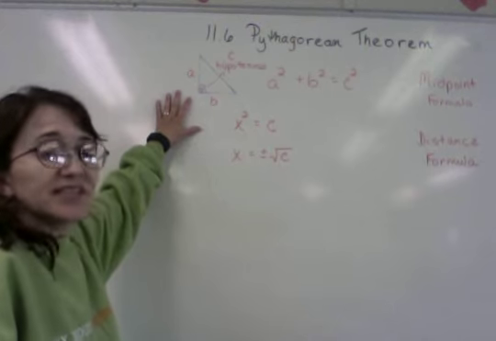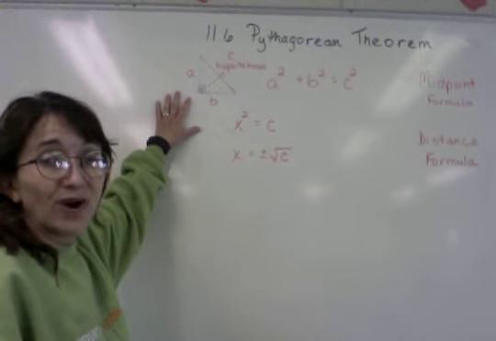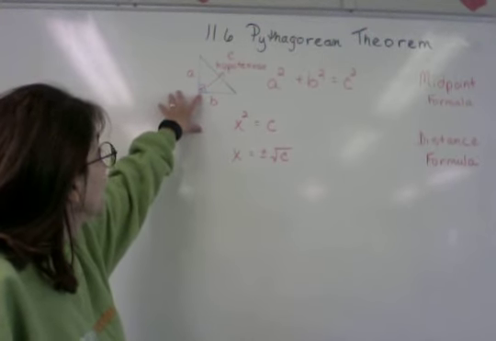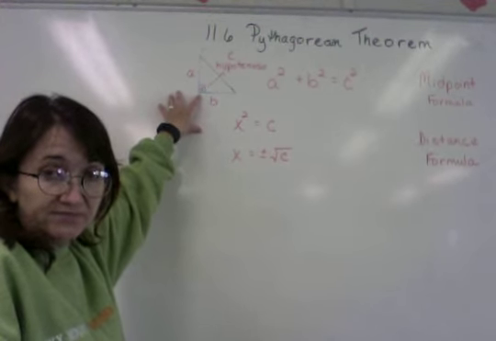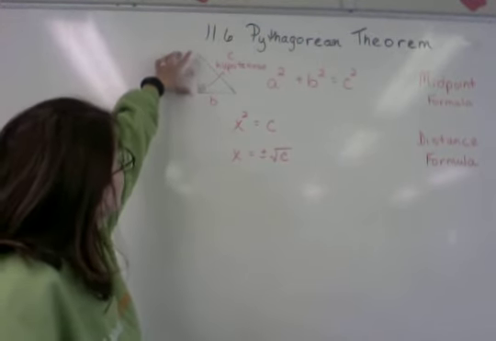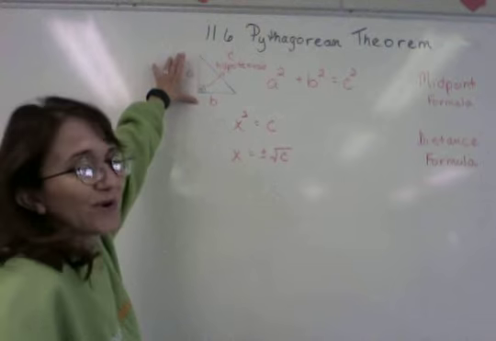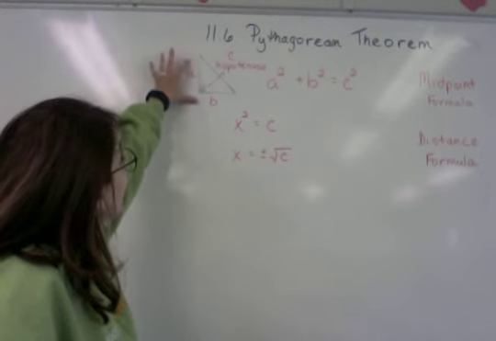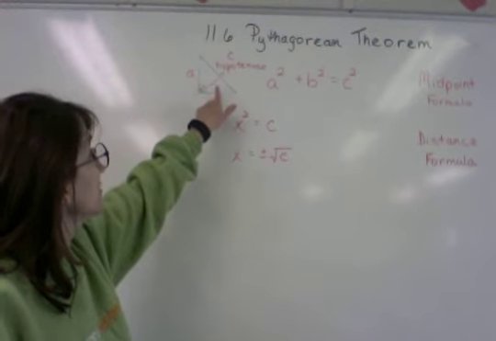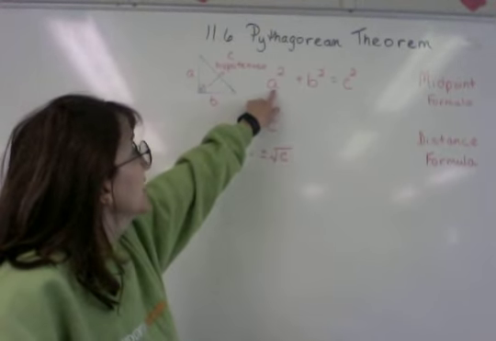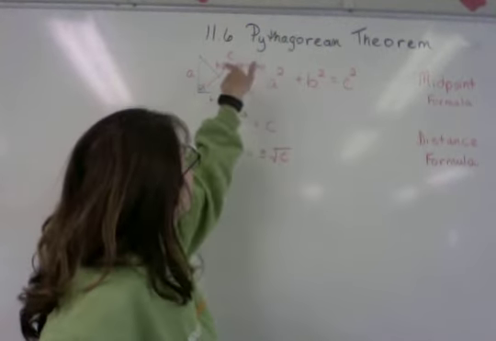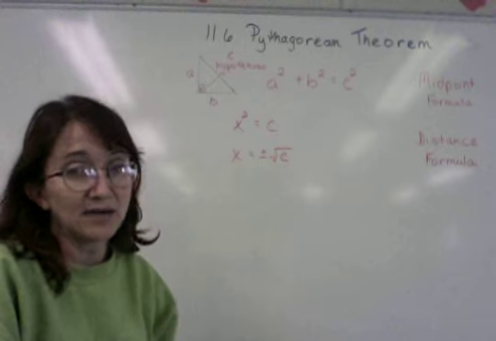So the Pythagorean theorem is based on the right triangle. A right triangle means it has a 90-degree angle in it, and that tells us a lot of things. The right triangle has two legs, A and B, which don't necessarily have to be the same length. But because of that right angle, I know if I square A and then add it to the square of B, then I will get the square of C. And C is the hypotenuse.